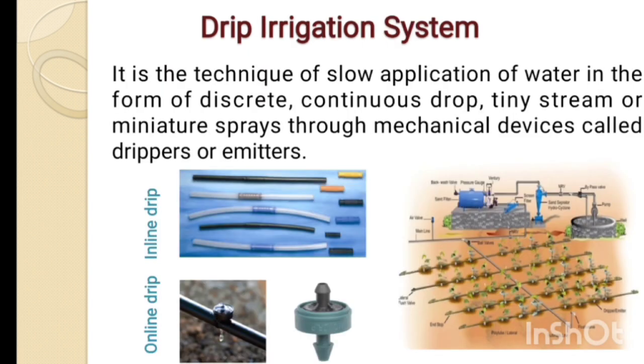First one is drip irrigation system. It is a technique of slow application of water in the form of discrete continuous drops, tiny streams, or miniature sprays through mechanical devices called drippers or emitters. There are two types. First one is inline, next one is online. In inline drip, the emitters are placed inside the laterals. But in online drip, a button-like emitter is placed above the laterals.